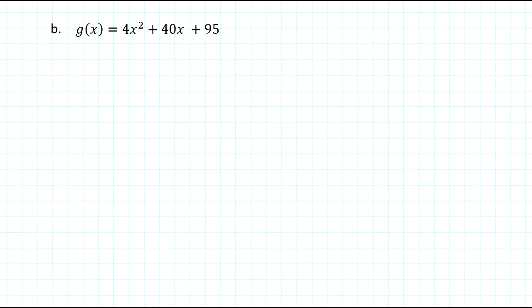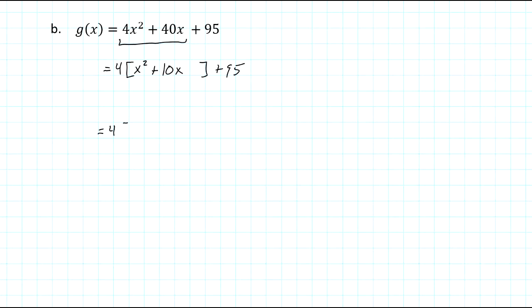We have g of x equals 4x squared plus 40x plus 95. Go ahead and just focus in on those first 2 terms, factoring out the 4 to start. So we get 4 bracket x squared plus 10x. And then the plus 95 we've left alone. That's outside of these brackets now. All right, I'll give myself a little room.